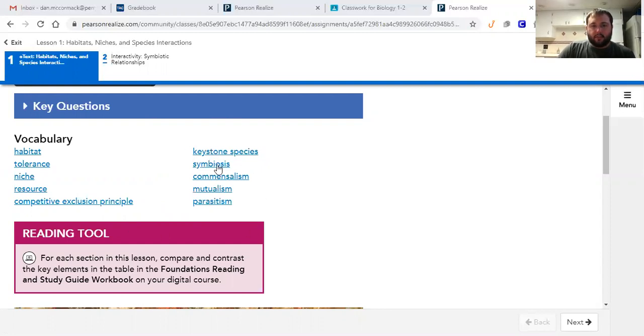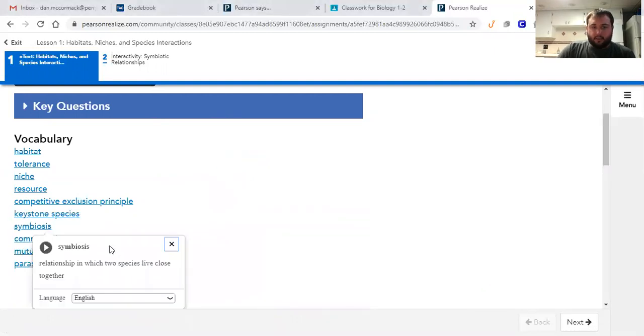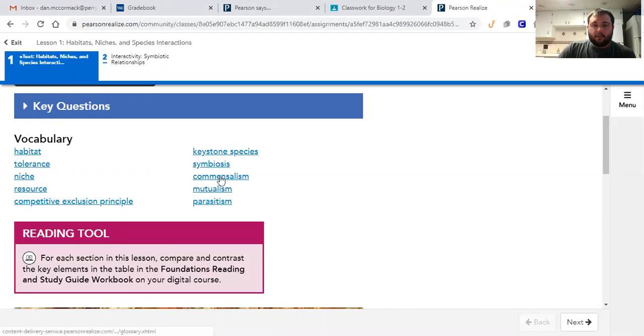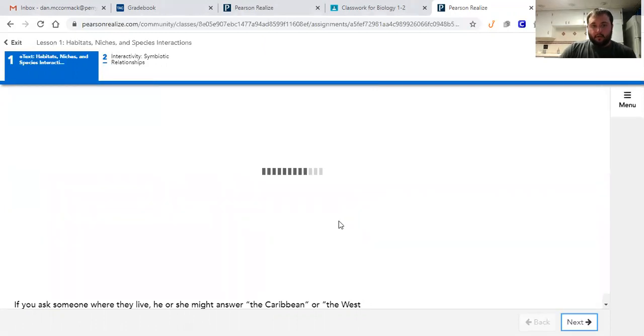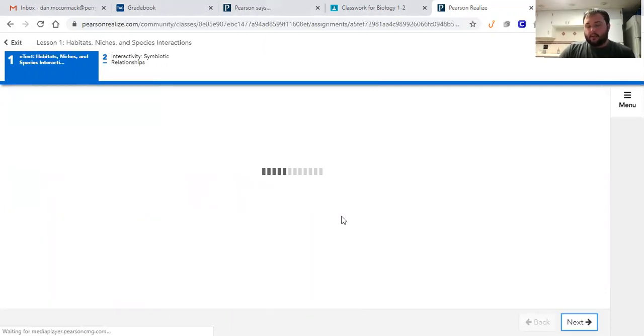So this symbiosis thing, if you look at the definition here, it's just a relationship in which two species live close to each other. So what you're going to be looking at is how species that live close to each other interact with one another. They do that in one of three ways: commensalism, mutualism, or parasitism. If you click through, it'll take you through the e-text.